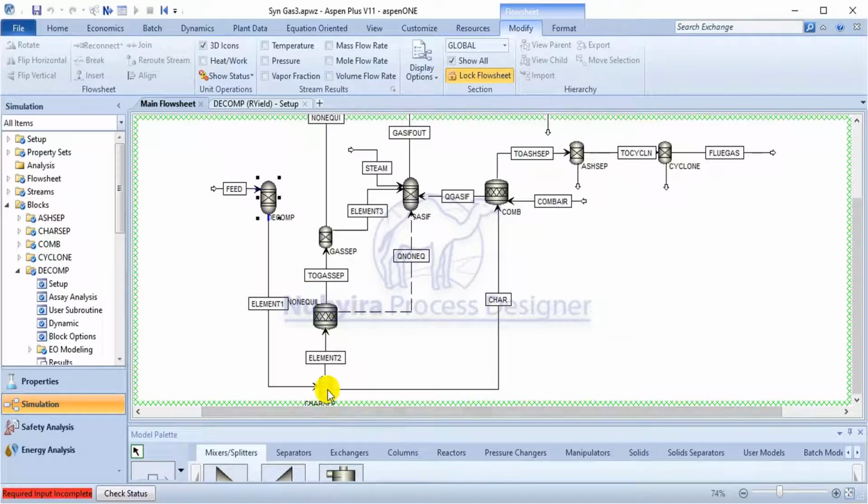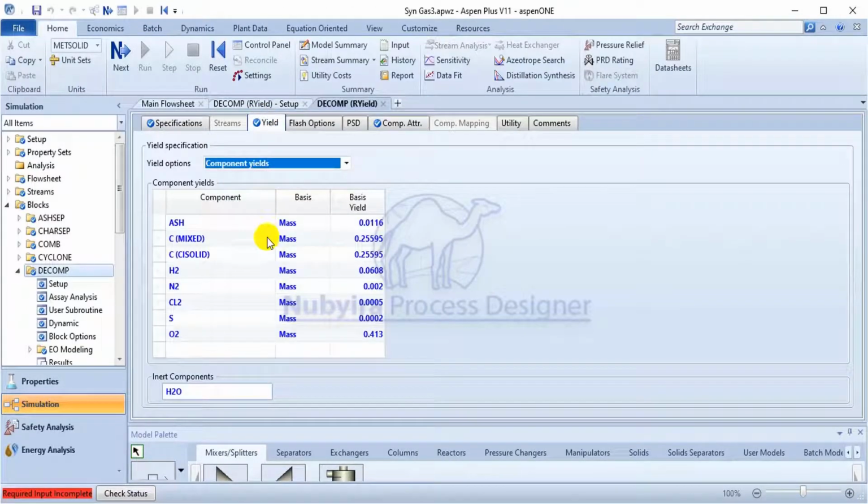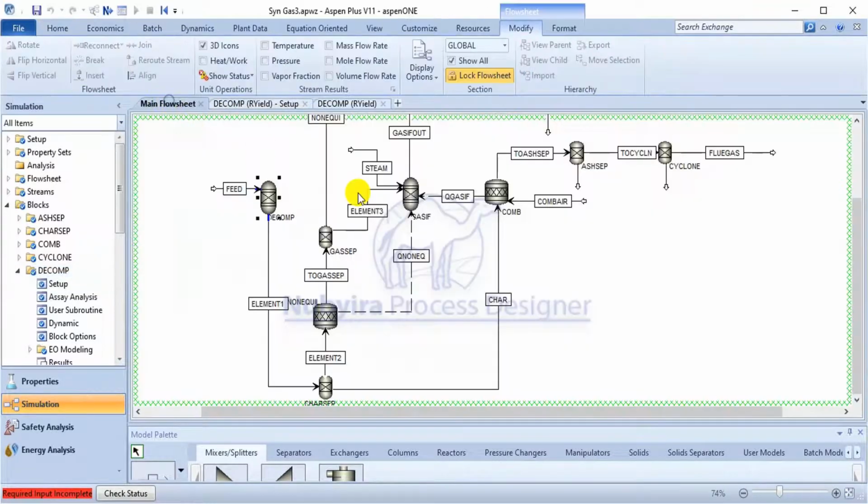So this is a separator. This one separates the carbon, because from this feed you have two types of carbon: carbon from the mixed upstream and carbon from the conventionally inert solid. The conventionally inert solid carbon is going to be burned in the combustion zone, because this stoichiometric reactor means we use it to model combustion of the process, that is the combustion zone of the gasifier.